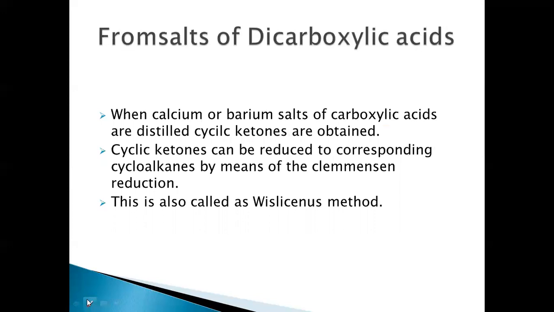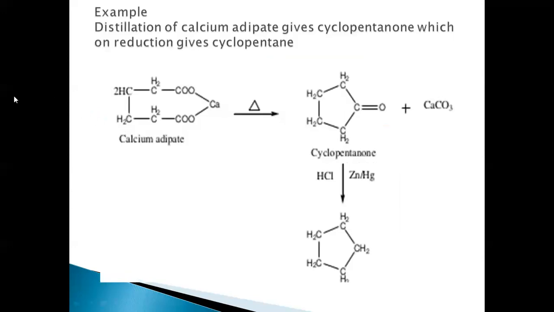And the third method for the preparation of these alicyclic hydrocarbons is from the salts of dicarboxylic acids. So for example, when we take this calcium adipate, 6 carbons, 1, 2, 3, 4, 5, 6, and we heat this, it will give you cyclopentanone. So minus CaCO3. This CaCO3 is removed from this like this.